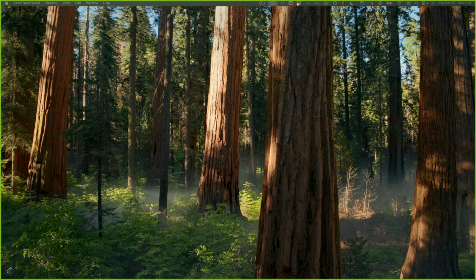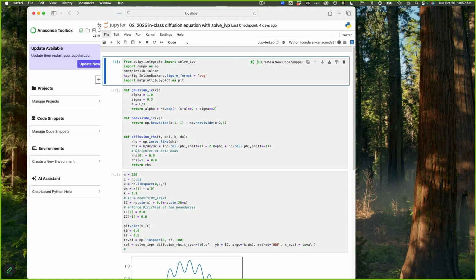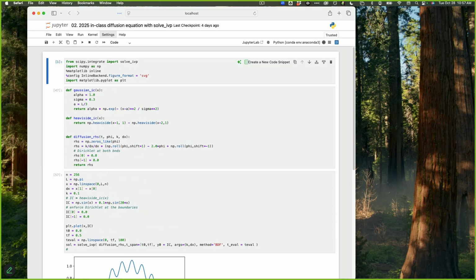I'm going to open the one you guys worked on last time, that we worked on in class together. Find it first. So I think it was called like in-class diffusion problem, whatever, 2025, right? So we had this. Okay, if you remember, this is what we were doing.